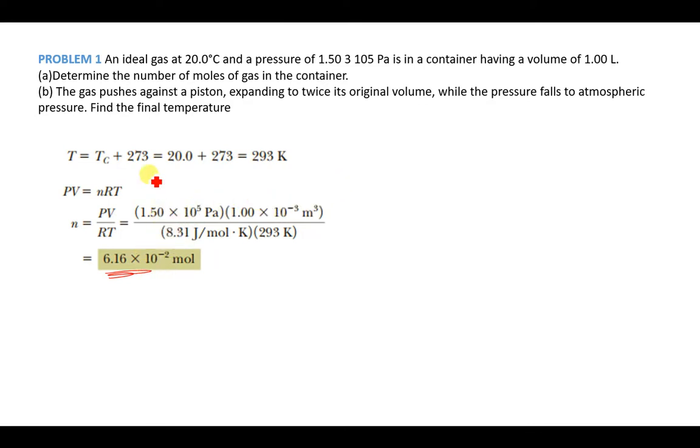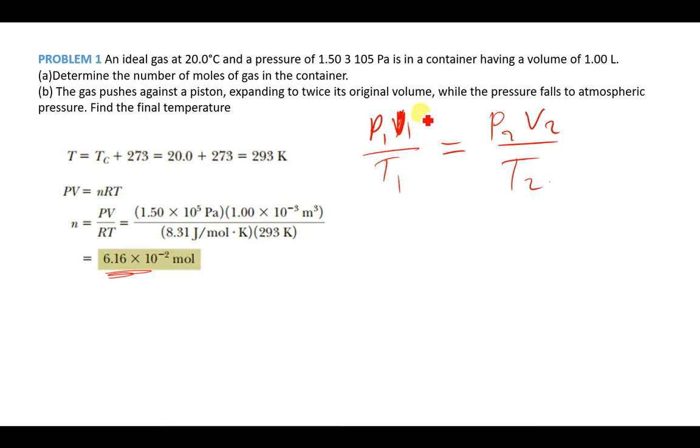Okay, so let's quickly move on to the next one, which is B. The gas pushes against a piston, expanding to twice its original volume, while the pressure falls to atmospheric pressure. Find the final temperature. So this one, once you hear about a final temperature, it means that there's also supposed to be an initial temperature somewhere. And the only formula that consists of the initial and the final temperature is simply P1 V1 over T1 is equal to P2 V2 over T2.